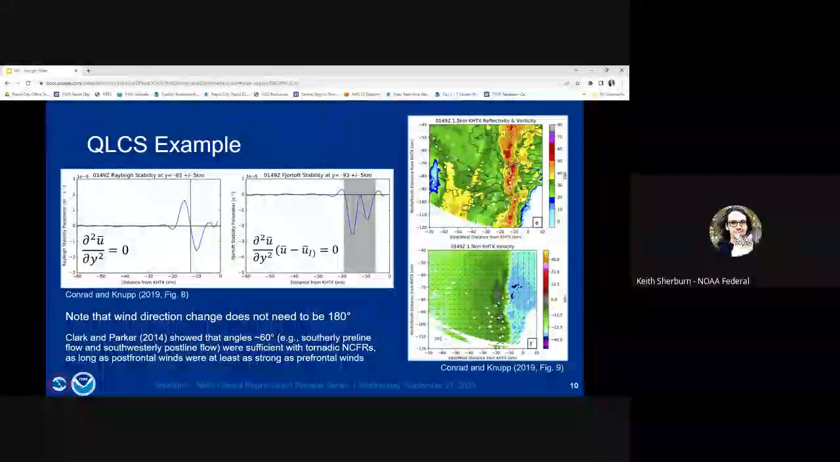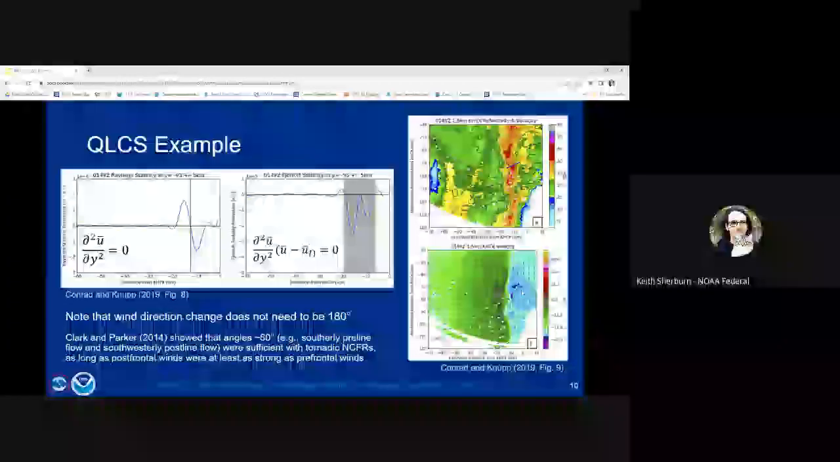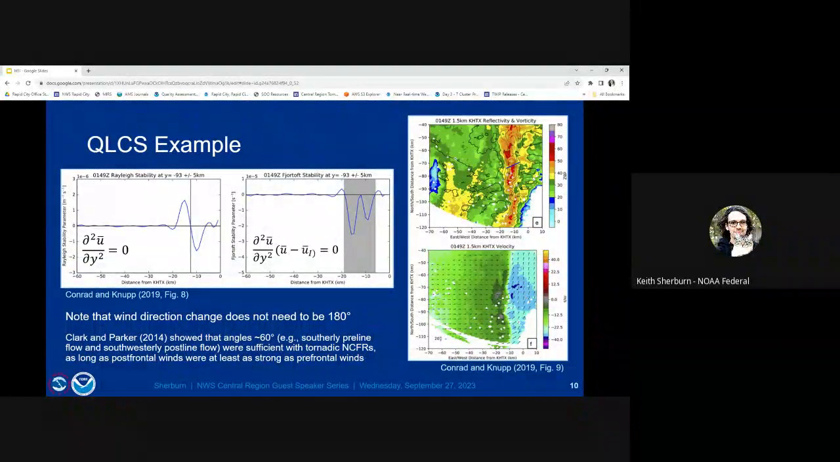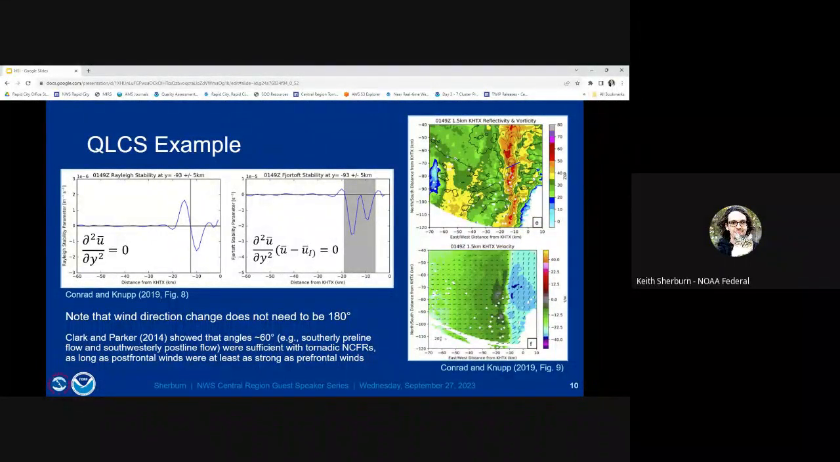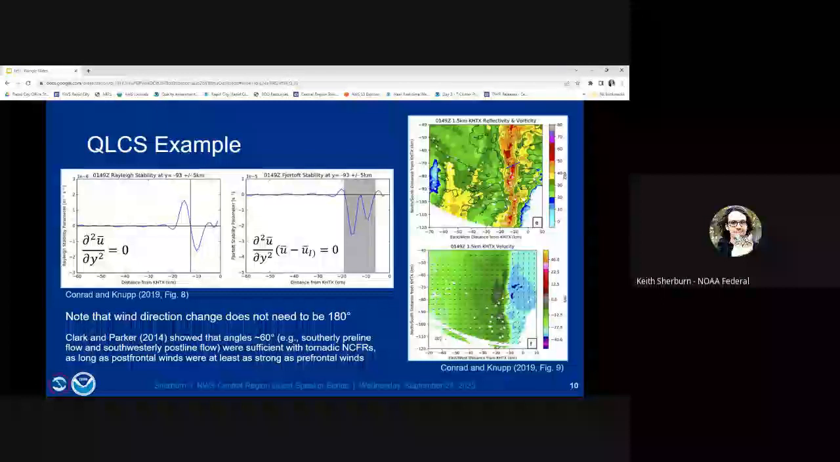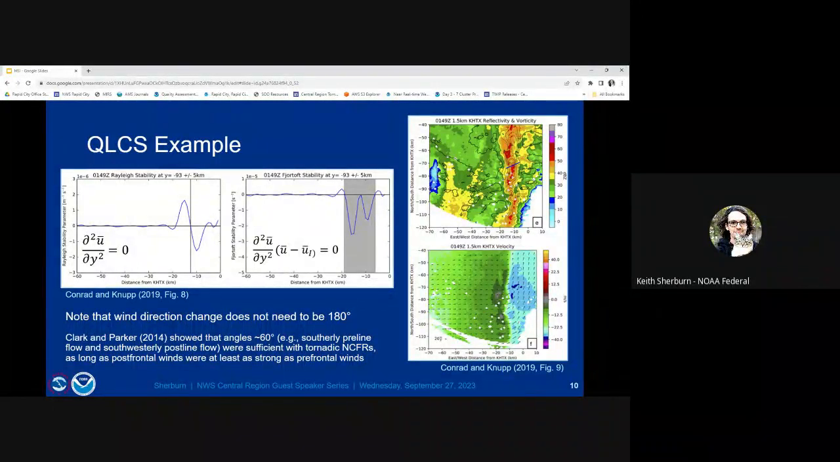It's closer to probably about 60, maybe 70 degrees if you're looking at farther into the outflow and farther into the inflow there, or preceding the line. This is consistent with Clark and Parker back in 2014, who showed that angles around 60 degrees were sufficient for HSI release in their tornadic narrow cold frontal rain bands. There was the caveat there that the post-frontal winds, so the winds in the wake of the cold front, were at least as strong as the prefrontal winds. And we'll show that in a little bit more detail here near the end of the presentation.